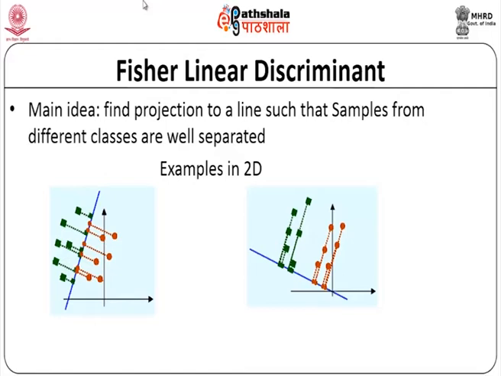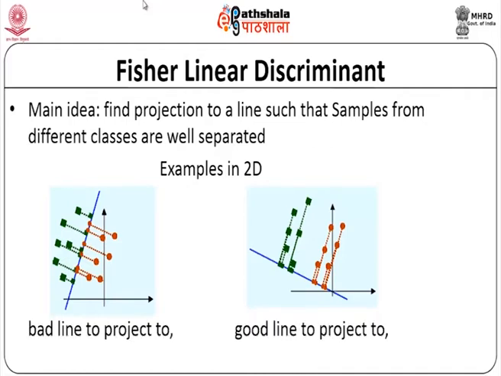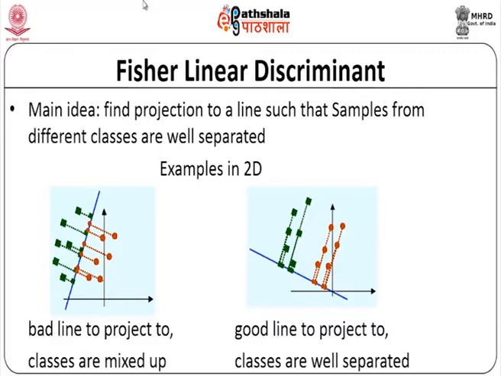So, this is the concept of Fisher linear discriminant, finding a line such that you can project onto it and the classes are discriminated. That is a bad line to project to, and this is a good line to project to. How do we find such a line? That is what is interesting. So, this is the basis of Fisher linear discriminant. As you can see, on the left hand side the classes are mixed up, on the right hand side the classes are well separated. So, in Fisher linear discriminant, our job is to find a line to project to such that the classes are well separated.